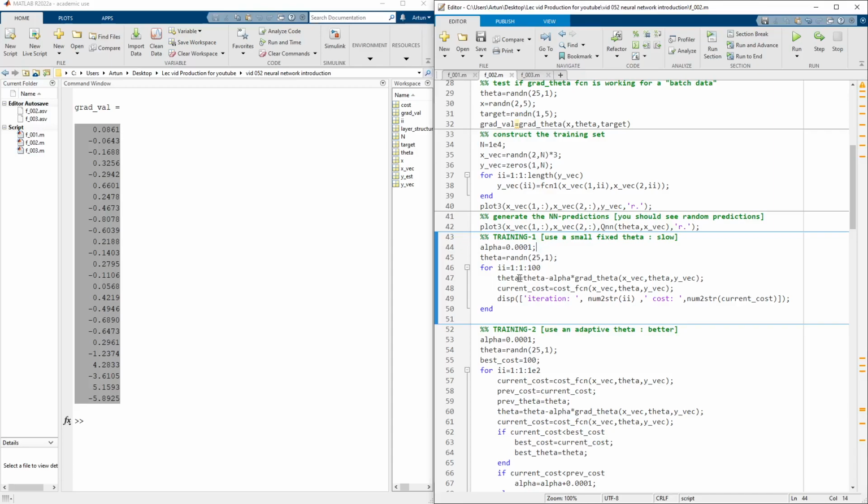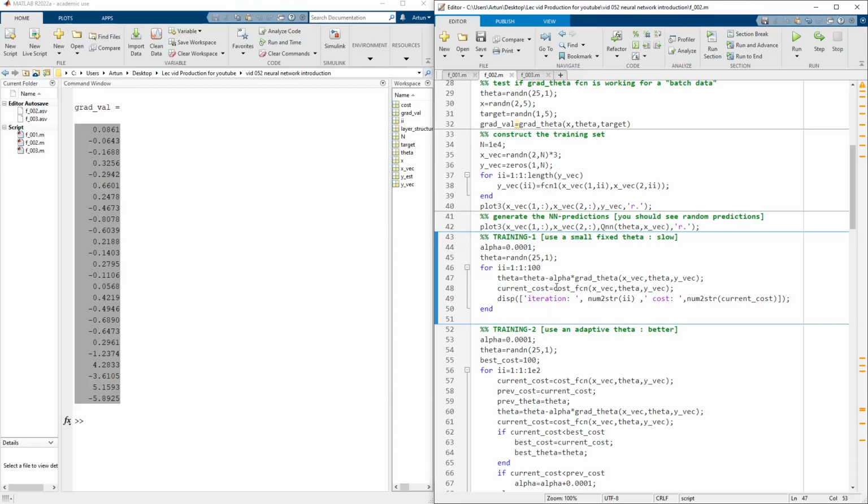All right, here 100 times we will update our theta by using our batch input and batch output. This expression is the expression of gradient descent basically. Theta minus alpha, like learning rate, times partial j over partial theta evaluated at the current theta. I guess I said it right.